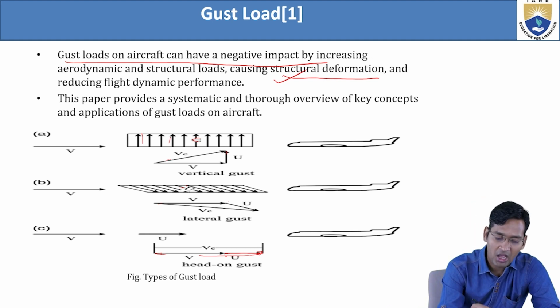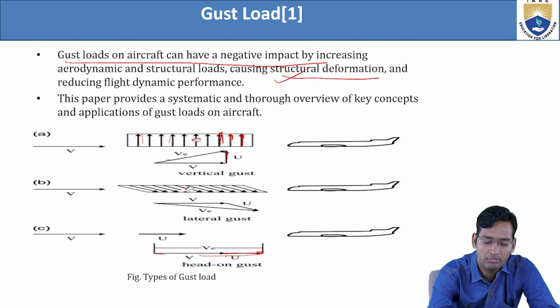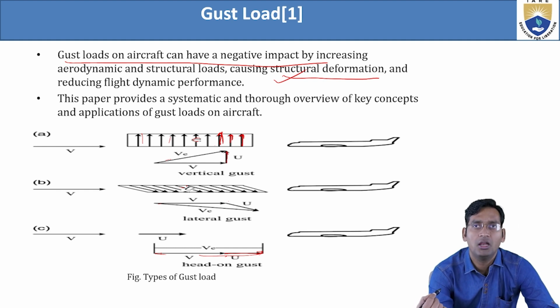So let's see again how it's acting. Based on that only their name is there. It's acting in this case, the first one, vertically. So all the resultant of this one, that V and VE, is vertical. So that's why their name is vertical gust.